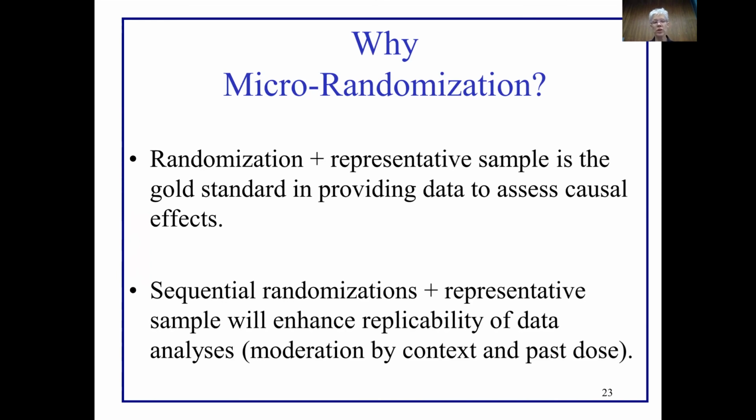And by having sequential randomizations, we'll be able to assess different types of moderation analyses. For example, the past dose, the past number of times we've notified you over the past couple of days, does that interact with the effectiveness of the current notification, current suggestion? And does location or does weather interact with the effectiveness of the current suggestion?